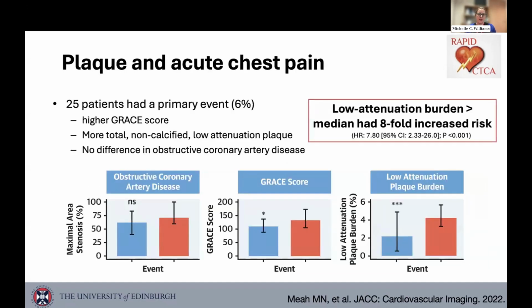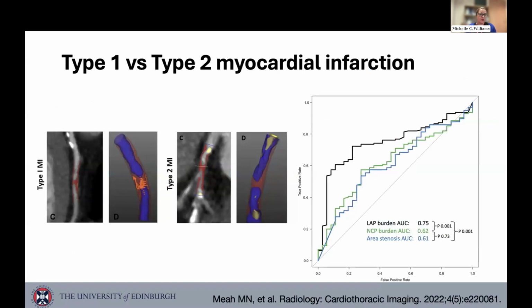And he found that patients with a high low attenuation plaque burden had an 8-fold increased risk of subsequent events. And this was more predictive than our classic ways of assessing risk in the acute chest pain patients, like the GRACE score. We can also use it to differentiate different types of myocardial infarction. So this is type 1 myocardial infarction, your classic thrombosis event.